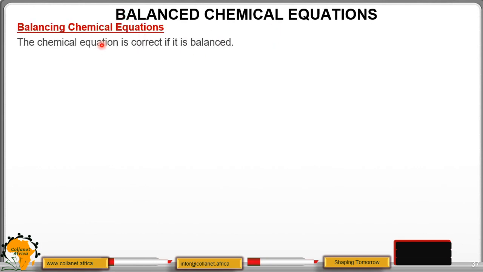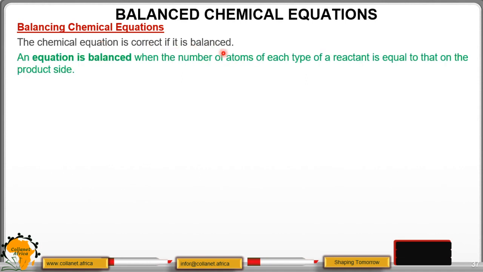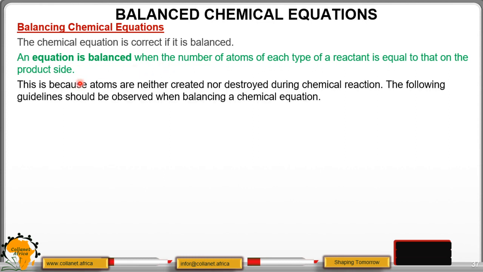Balancing chemical equations. The chemical equation is correct if it is balanced. An equation is balanced when the number of atoms of each type of a reactant is equal to that on the product side. So the reactants are usually on the left hand side while the products are usually on the right hand side. So the atoms should be equal for each type of element. This is because atoms are neither created nor destroyed during a chemical reaction.